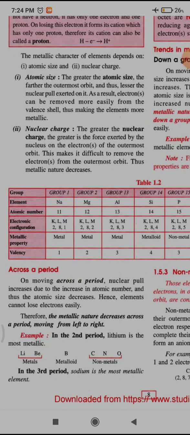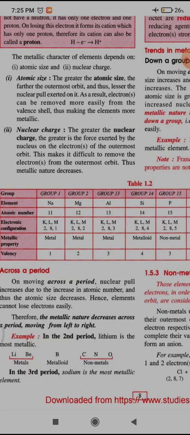So you see, a small example is given: metals, lithium and beryllium. Boron is your metalloid, then carbon, nitrogen, oxygen are your non-metals. And here you can say which one is the most metallic, that is lithium, because across a period, moving from left to right, metallic character decreases, no? The first one will be the most metallic.